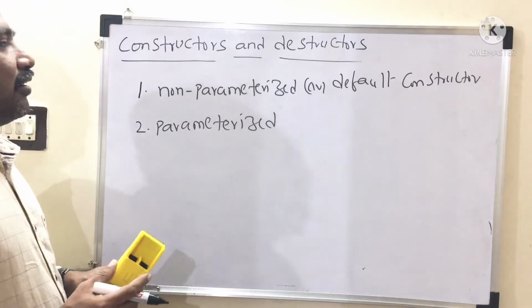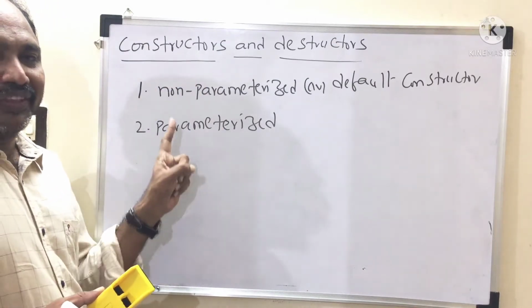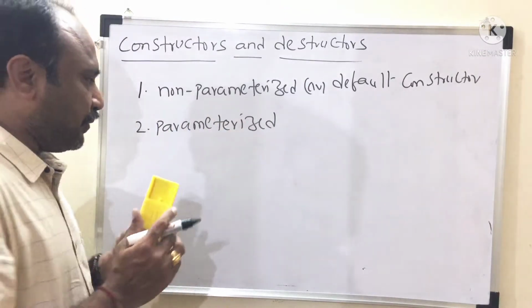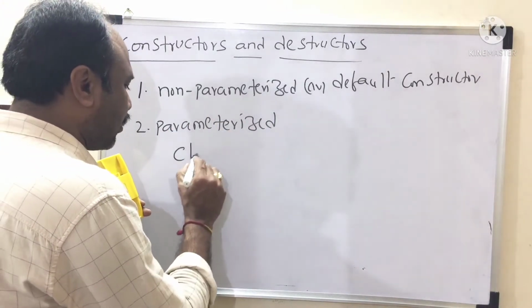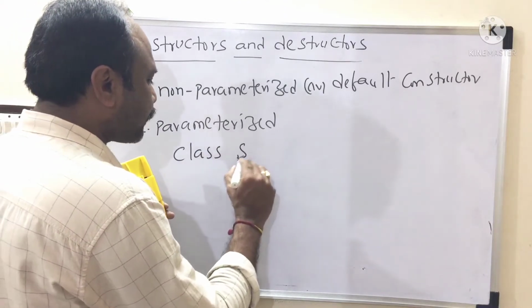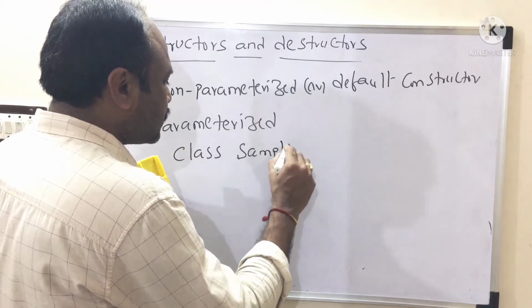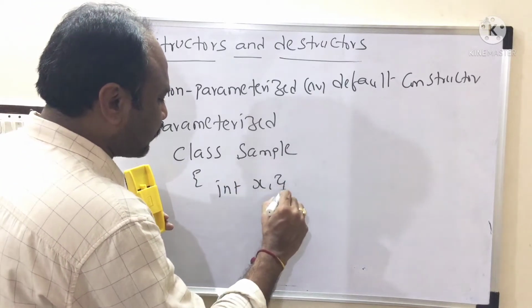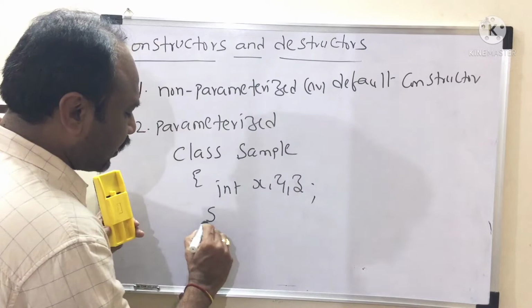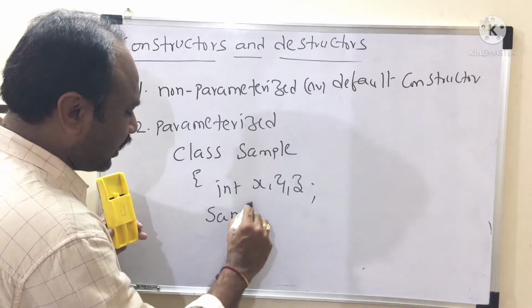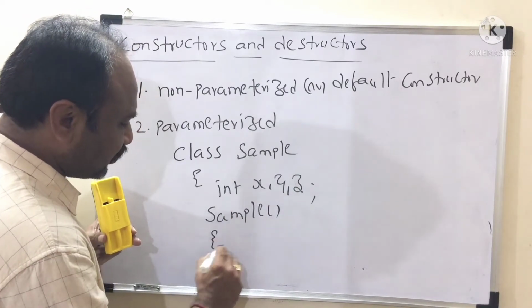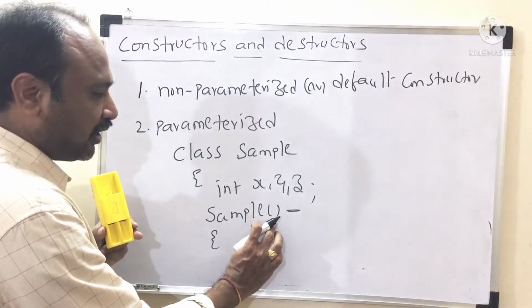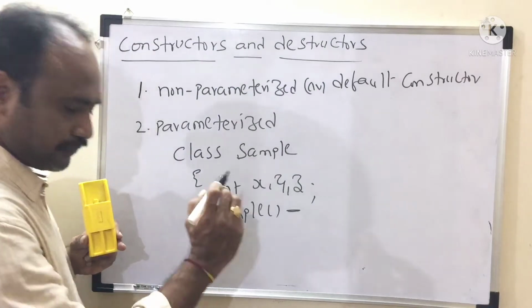Okay? Just now I explained one program. That program will come under the category of non-parameterized because I have taken class Sample. I have taken int x, y, z. Then I have taken the class name and method name the same, a constructor. Is it having any parameters here? No. So it is a non-parameterized constructor.